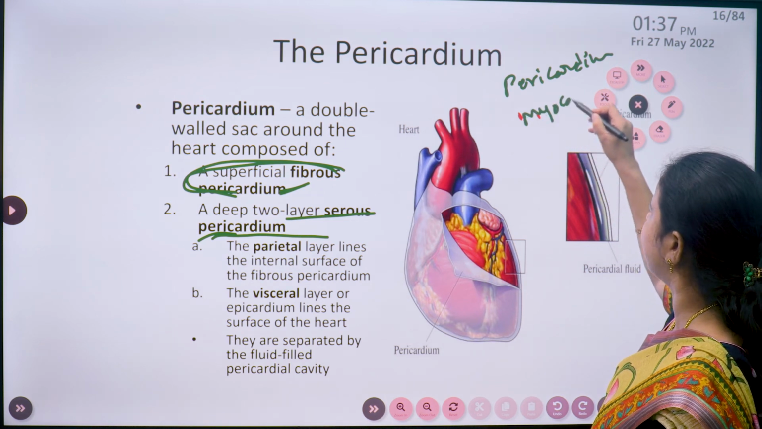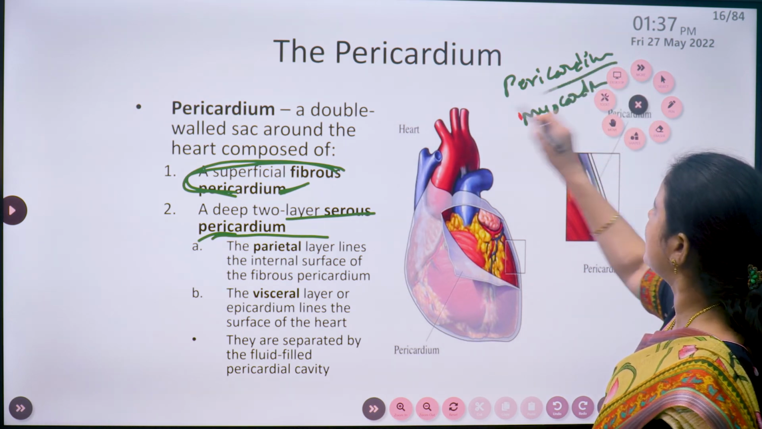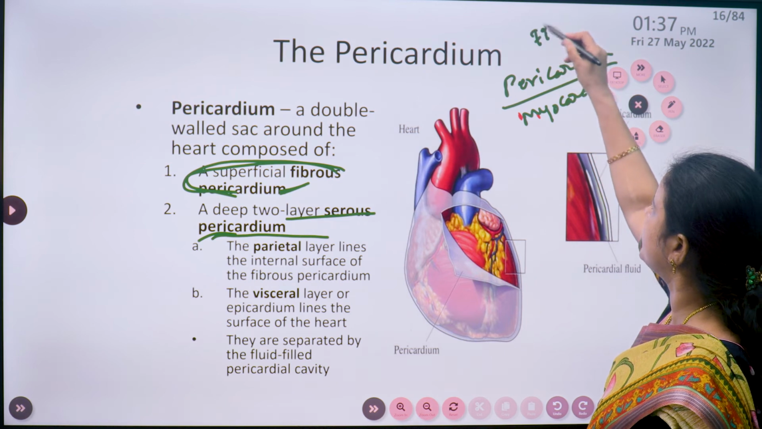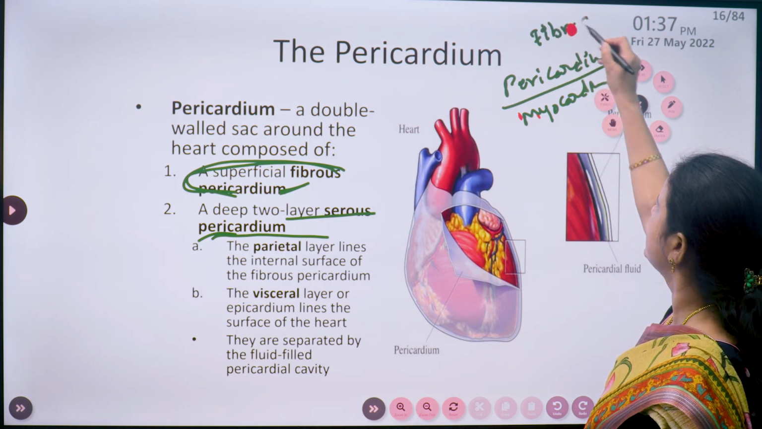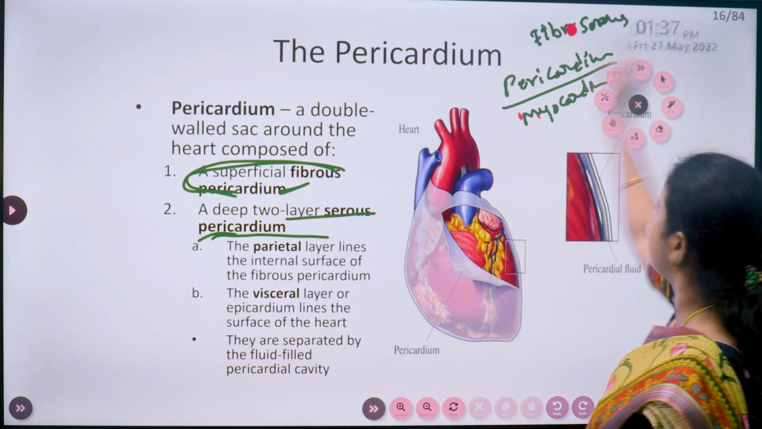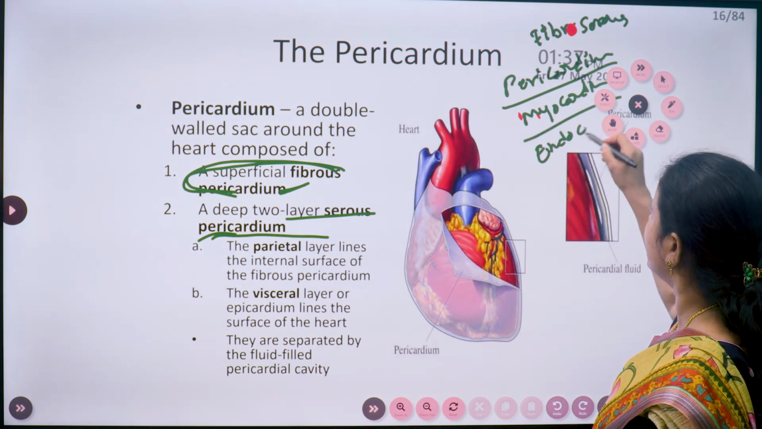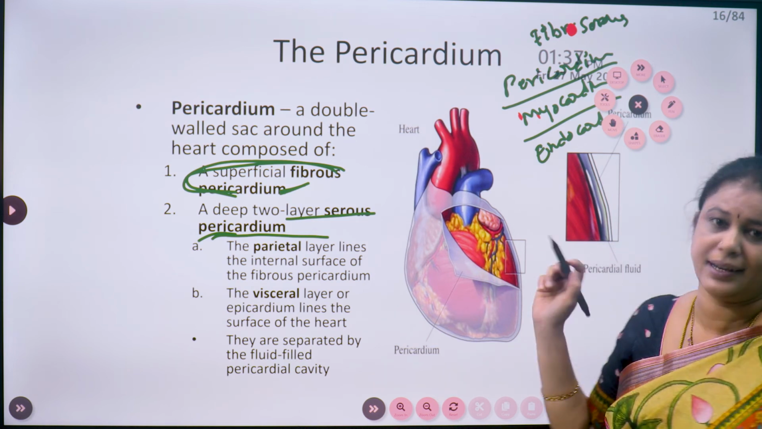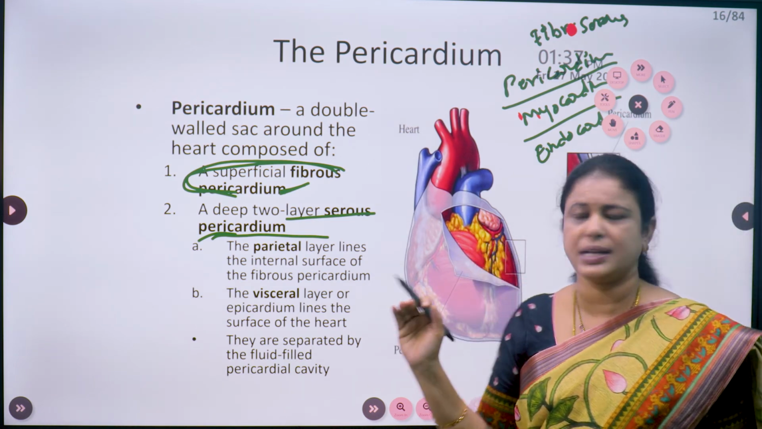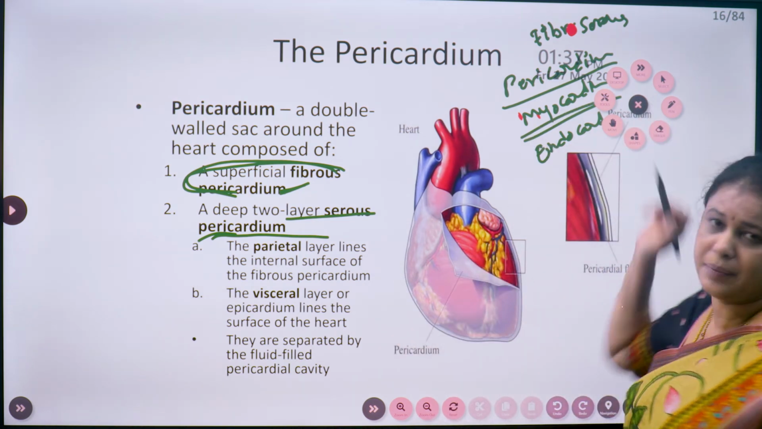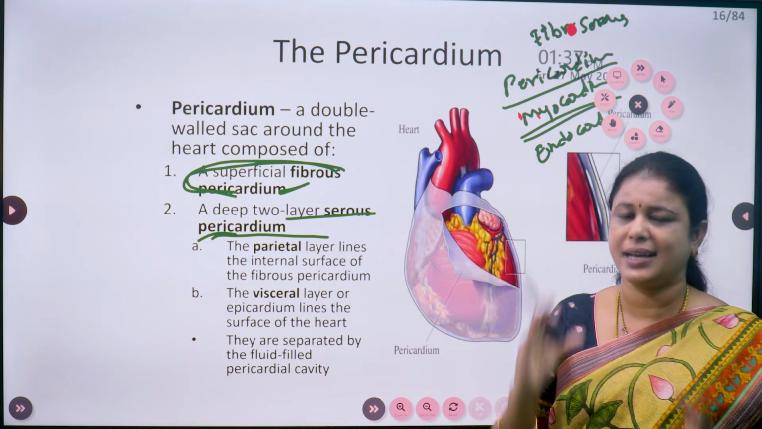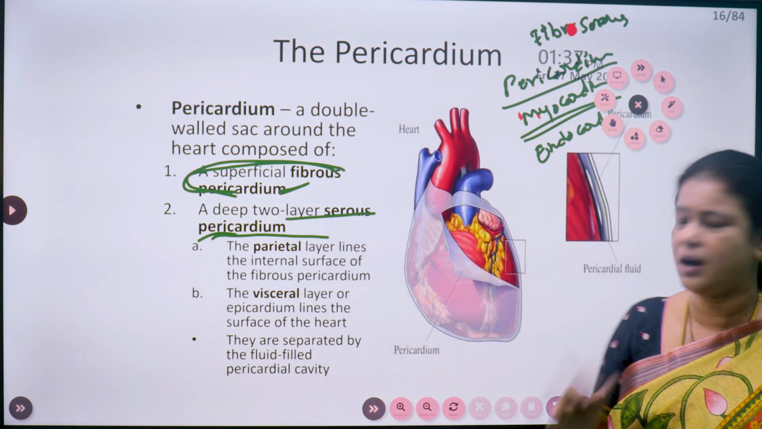myocardium, which is made up of muscles. The pericardium is made up of a fibroserous sac. And myocardium, endocardium. The endocardium is the innermost layer. The myocardium is made up of muscle tissue, which helps in the contraction of the heart.